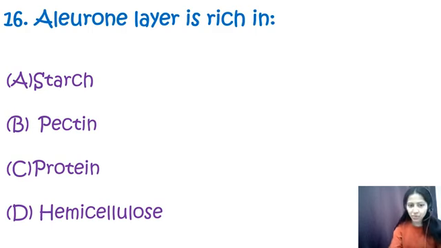So over here, the correct option is C, that is protein. This aleurone layer is the outermost layer of the endosperm in cereal grains, and it is rich in protein content. In cereals with a starchy endosperm, the aleurone contains around 30% of the kernel's protein. The cells of the aleurone layer are filled with proteinaceous aleurone grains, which play an important role during germination. So over here the correct option is C, that is protein.